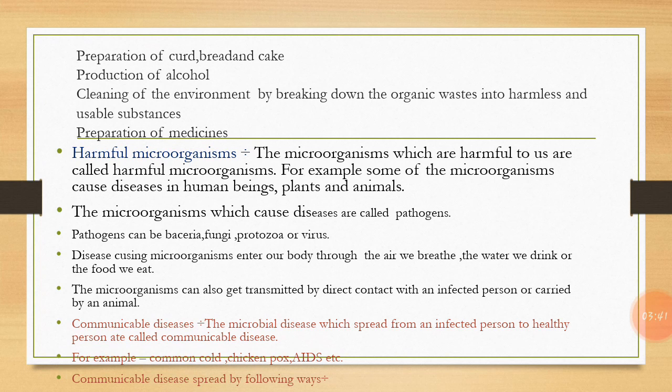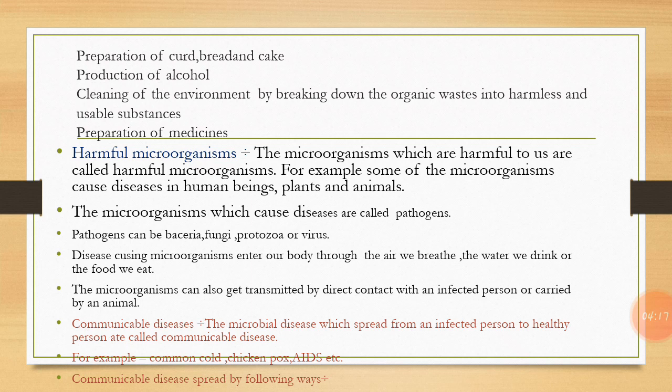Microorganisms are used for various purposes, such as the preparation of curd, bread and cake, production of alcohol, cleaning up the environment, and preparation of medicines. So there are so many places where microorganisms are used. They are used to make different types of things. Next, in agriculture also microorganisms are used, where they increase the fertility of the soil by nitrogen fixation.